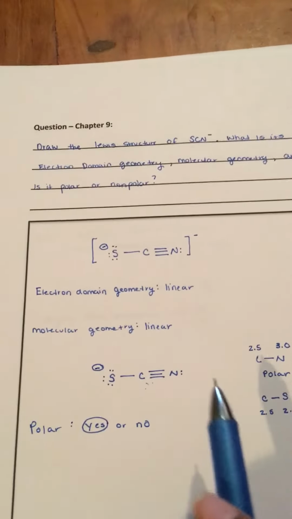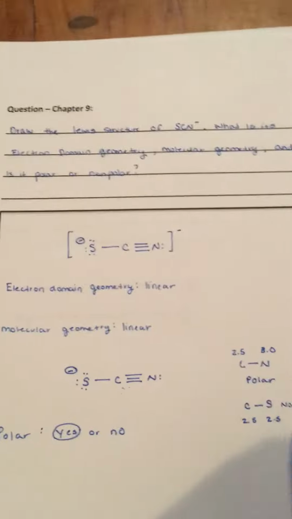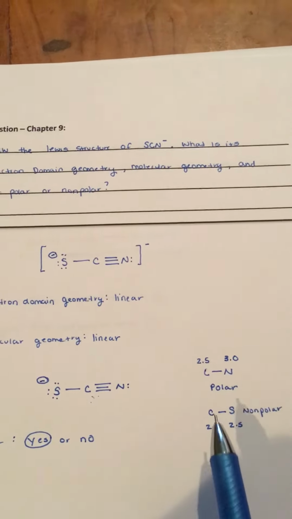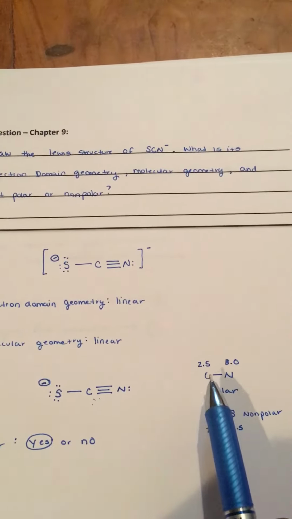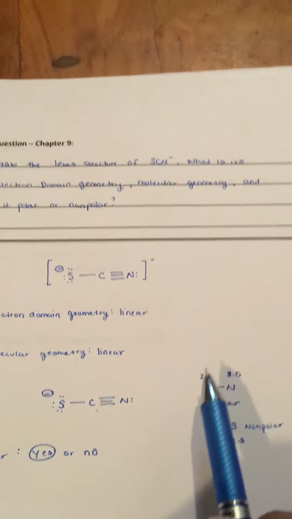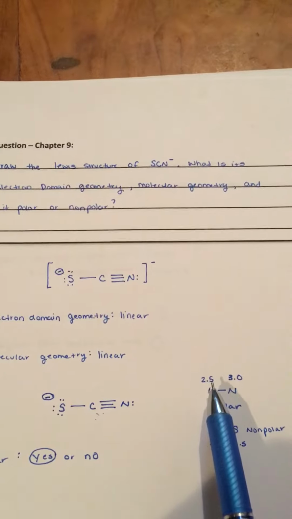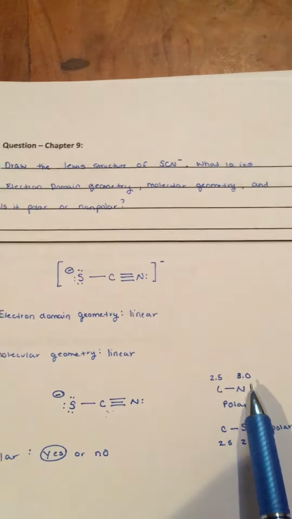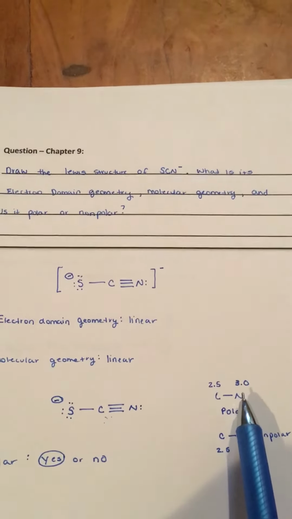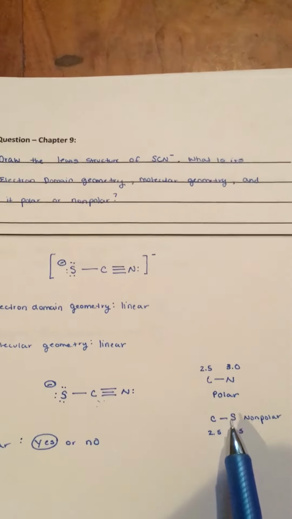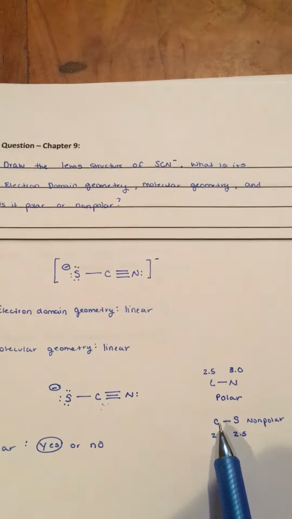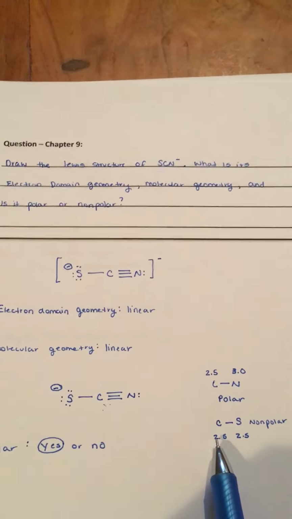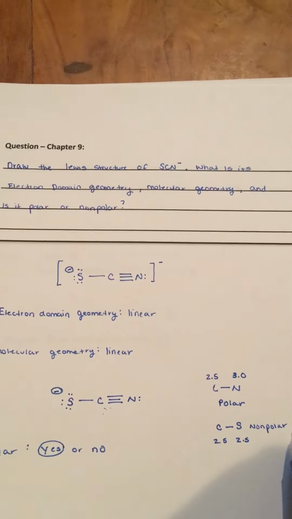So to determine if it's polar or nonpolar, first I wrote out the electronegativities of each bond. So the bond of carbon to nitrogen is polar because carbon has an electronegativity of 2.5 and nitrogen has an electronegativity of 3.0, which is a 0.5 difference, which makes it polar. And then carbon and sulfur both have an electronegativity of 2.5, which makes it nonpolar.